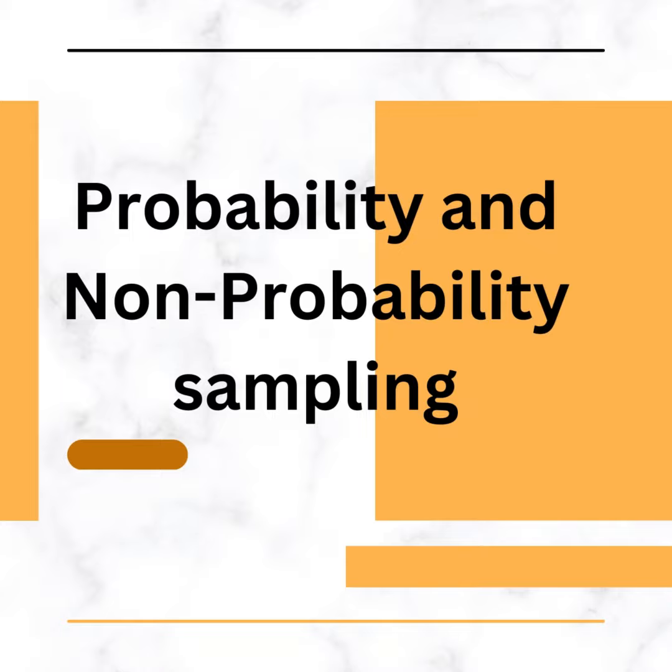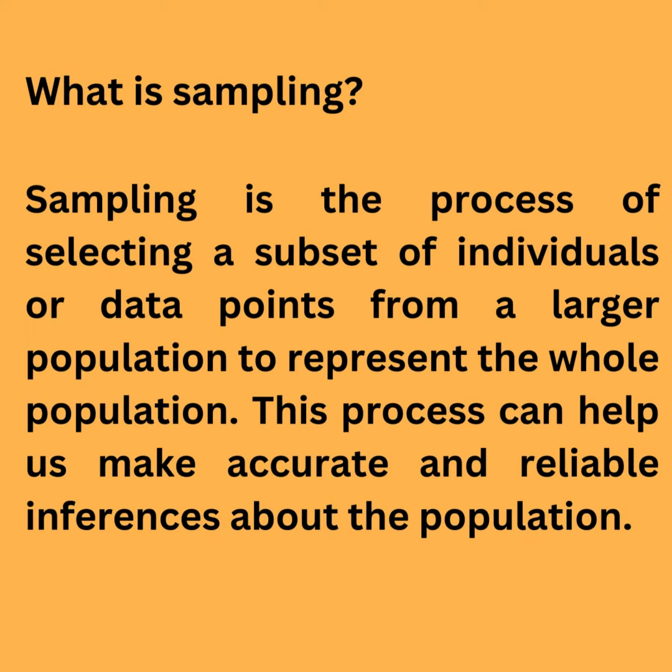As researchers, we often need to collect data to study a particular phenomenon or to make informed decisions. However, gathering data from an entire population is not always feasible, and that is where sampling techniques come into play. So let's first understand what is sampling. Sampling is the process of selecting a subset of individuals or data points from a larger population to represent the whole population. This process can help us make accurate and reliable inferences about the population.